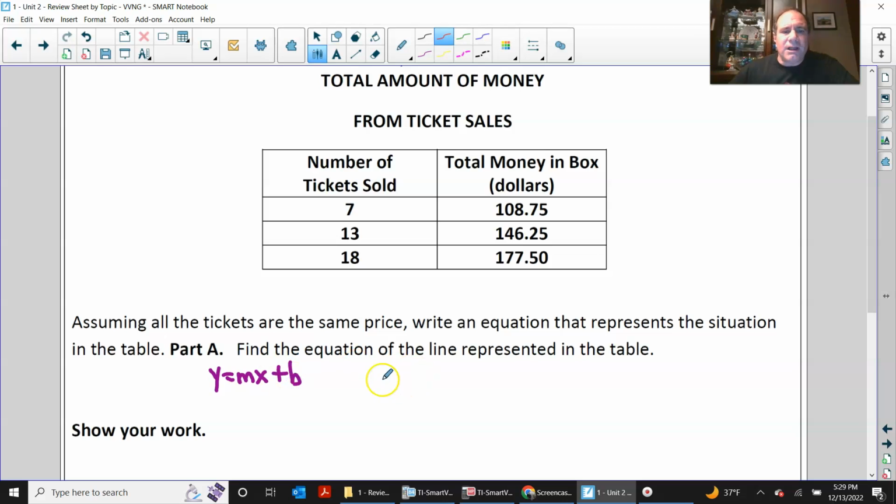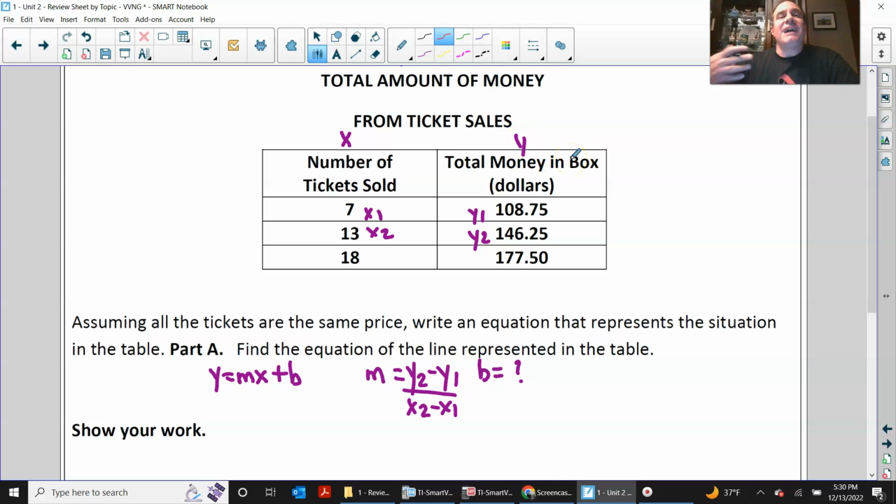We do not have the y-intercept. We do not have the slope either. But we can get the slope. We don't know how much he put into the box. So we can get the slope using the y2 minus y1 over x2 minus x1 formula. So I'm going to put x1, y1, x2, y2. Every time that you have a table like this, remember, number of tickets sold, the x is always on the left side, and the dollars is always the y, so we're just going to put the y there.